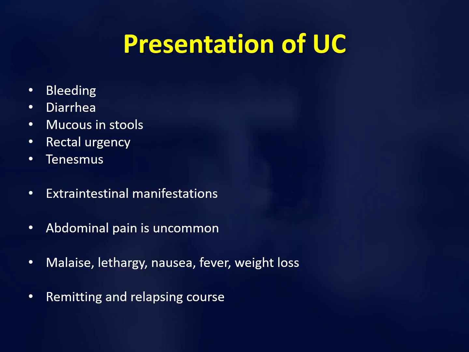How does ulcerative colitis present? As long as it is involving the rectum, the lowest part of the colon, it goes without saying that bleeding, diarrhea, mucus in the stools, rectal urgency, and tenesmus are the mainstay of clinical symptoms. Why? Because the rectum has the sensors. This is due to the mechanoreceptors in the rectum. This is how we feel there is stool coming into the rectum, and we have the urge to really evacuate.